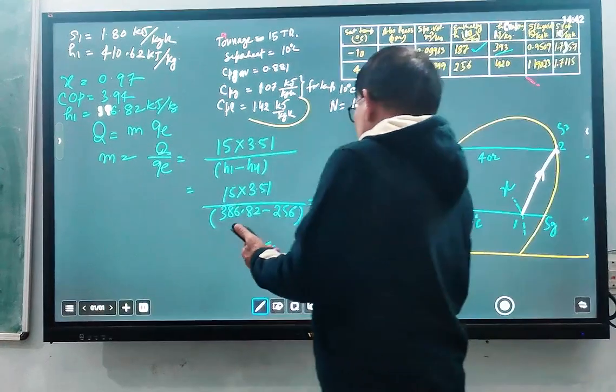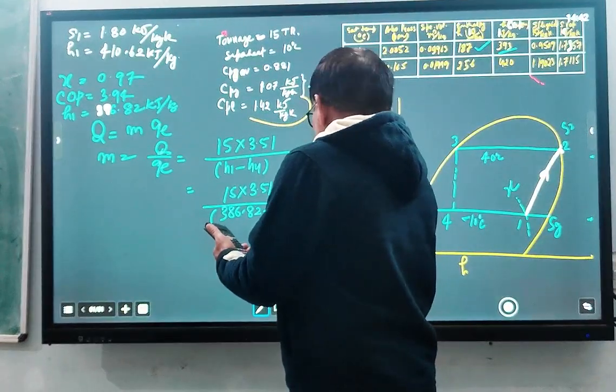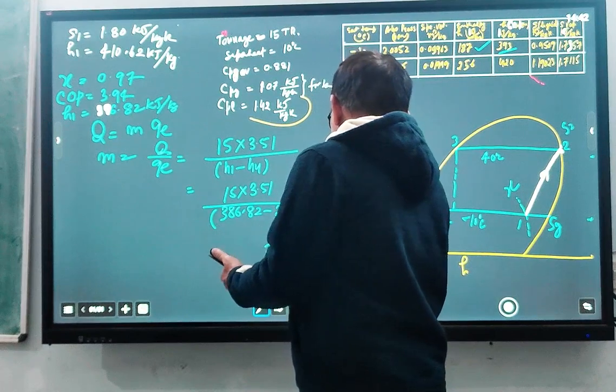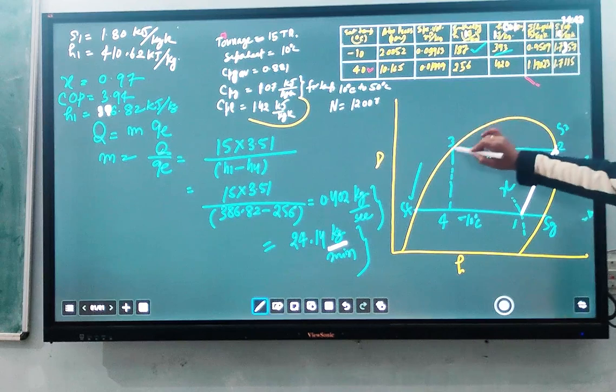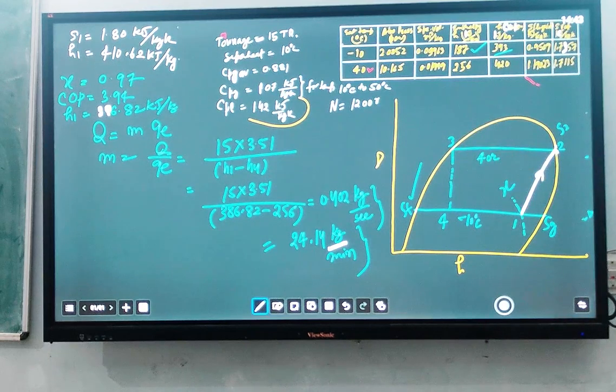So you see here, 24.14 kg per minute will be the mass flow rate. With this mass flow rate, everything will change. Dimension of the cylinder will change, power of the compressor will change, everything will change. But as in case 1, the only thing required here is to find X, the quality of the refrigerant. Once you get the quality of refrigerant, you will get H1, H2 is already given, H3 is already given. So the rest of the things you can find out from the earlier solution that we have solved.